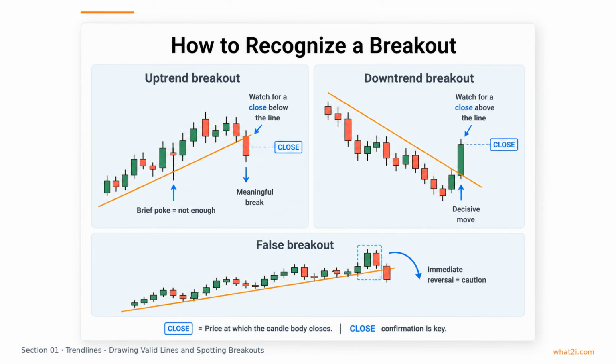A breakout happens when price moves through the trendline in the opposite direction of the existing trend. In an uptrend, the important signal is usually a close below the line rather than a quick wick through it. In a downtrend, you look for a close above the line. That difference matters because markets often poke through a line briefly and then snap back, which can trap impatient traders. A more decisive move, especially one that closes beyond the line, tends to carry more weight.